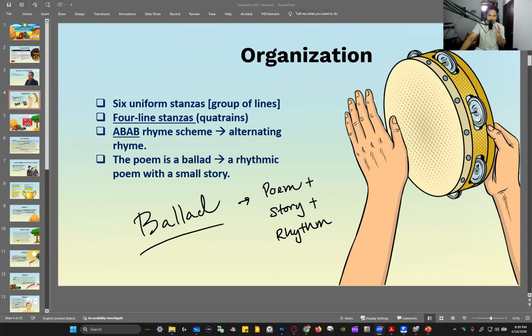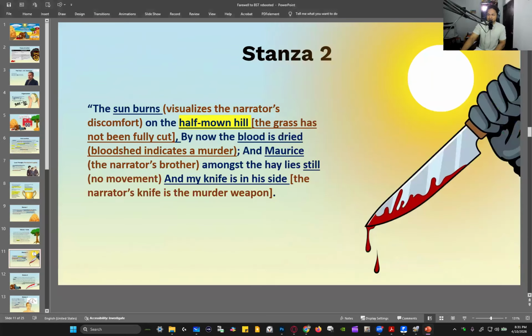If a poem has all of these qualities, it must be a story, it must be rhythmic. If a poem has all of these qualities, that poem is classified as a ballad. All right, now I can prove it to you. I can prove that there is a rhythm. If the poem doesn't have a rhythm, it is not a ballad. So take a look at this.